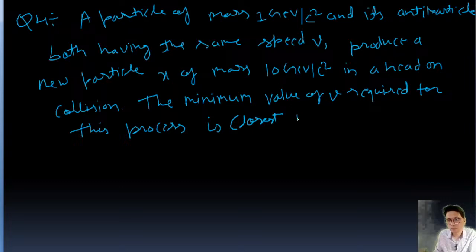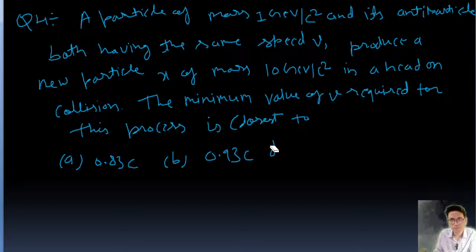closest to: option A is 0.83 c, option B is 0.93 c, option C is 0.98 c, and option D is 0.88 c.